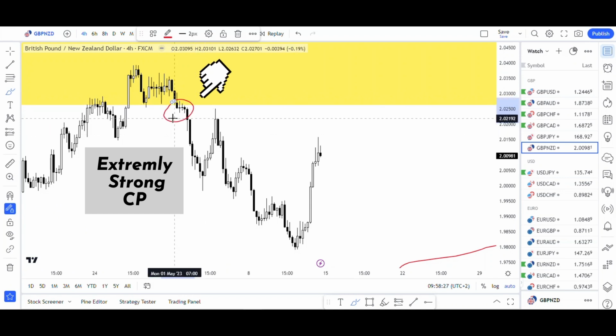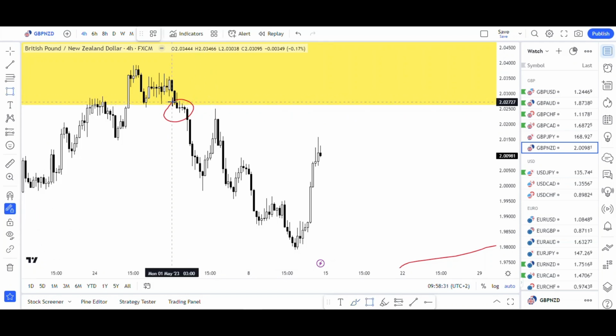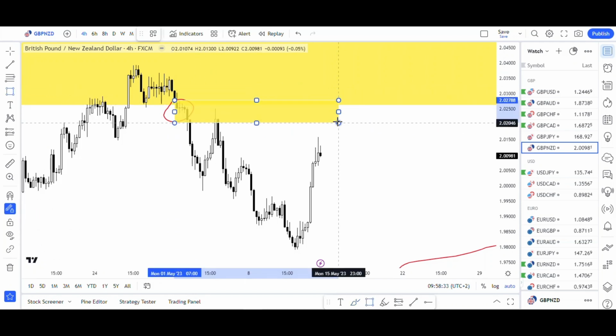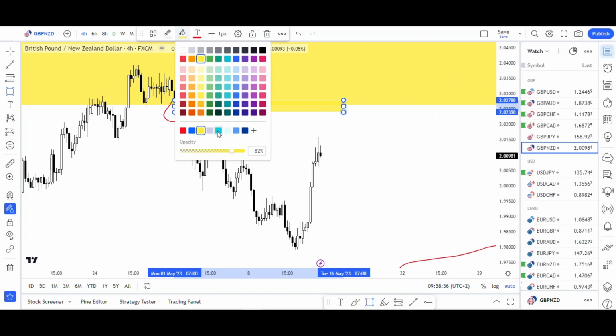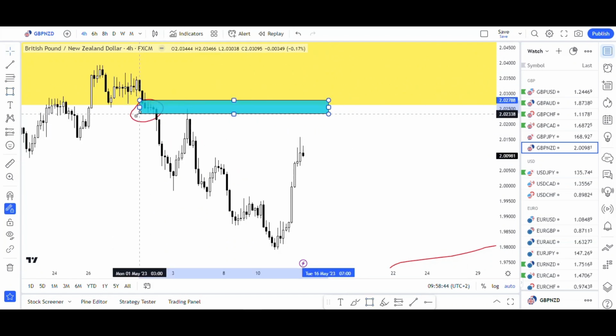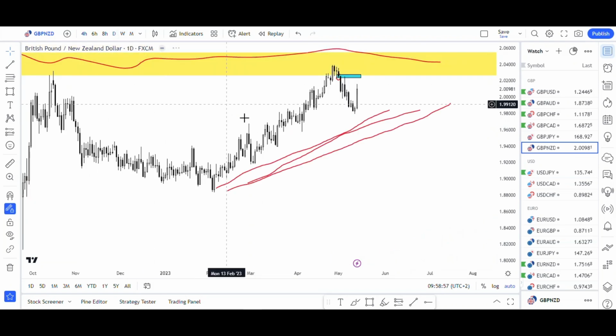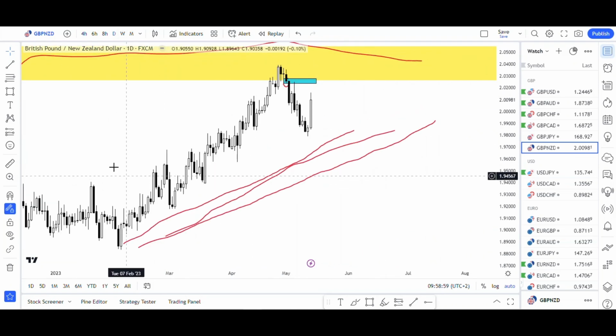So whenever I saw this CP, I drew an order block just like that. Let me just make it like here. You see, just like that. And my profit target was actually just right here.